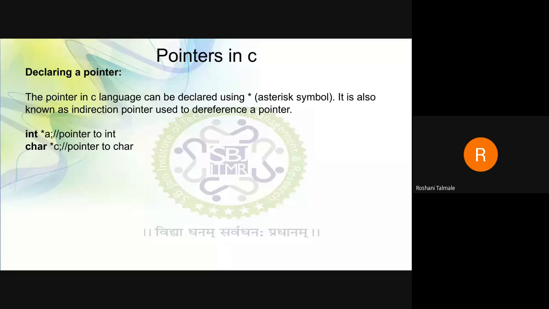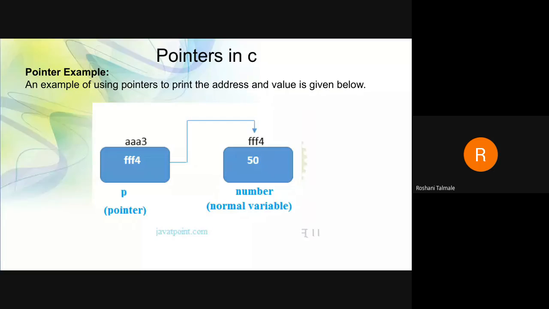Now let us take an example. Suppose we have a variable called number, which is a normal variable. Assume that it is an integer variable. As in the picture, you can see we have a variable called number, which has the value 50, and this value is stored somewhere in memory. It's a normal variable, meaning a plain variable. It is not a pointer variable, and it is storing the value 50.